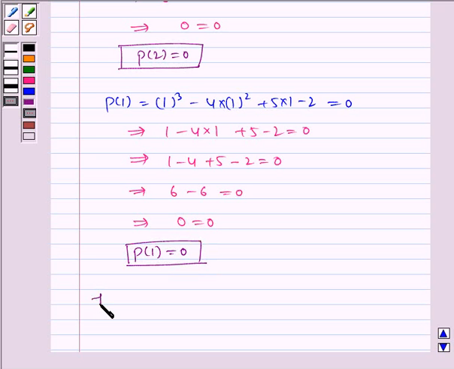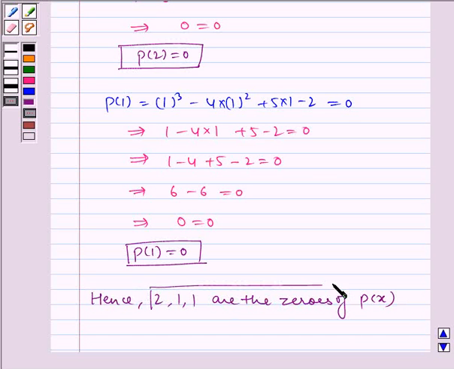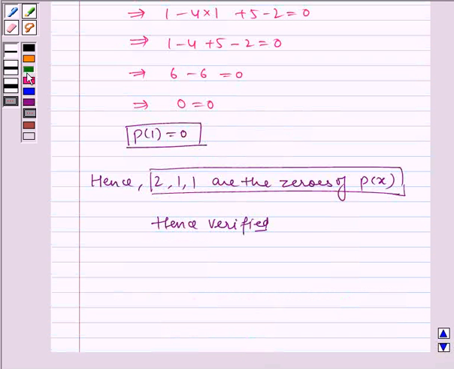Hence, 2, 1, 1 are the zeros of given polynomial P of x. Hence, verified. Now, let us do the second part of the question, that is, relationship between zeros and coefficients.